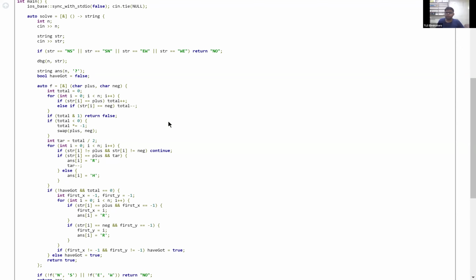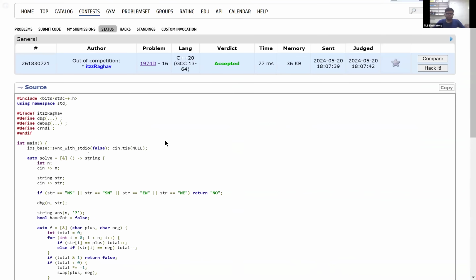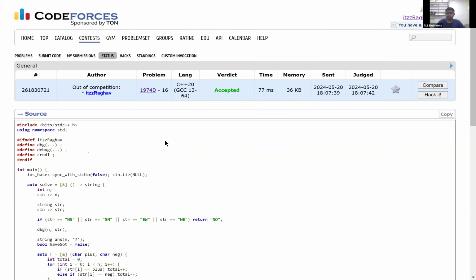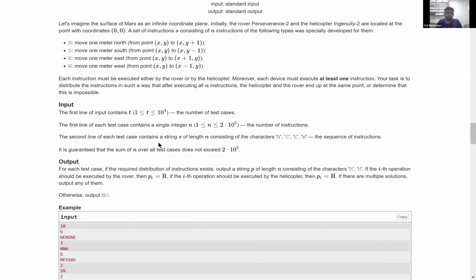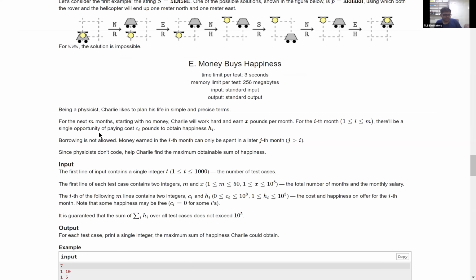Okay, so shall we move on to the fifth problem? Yeah. Okay, so the fifth problem is Money Buys Happiness. Oh wow, they gave a really good name.